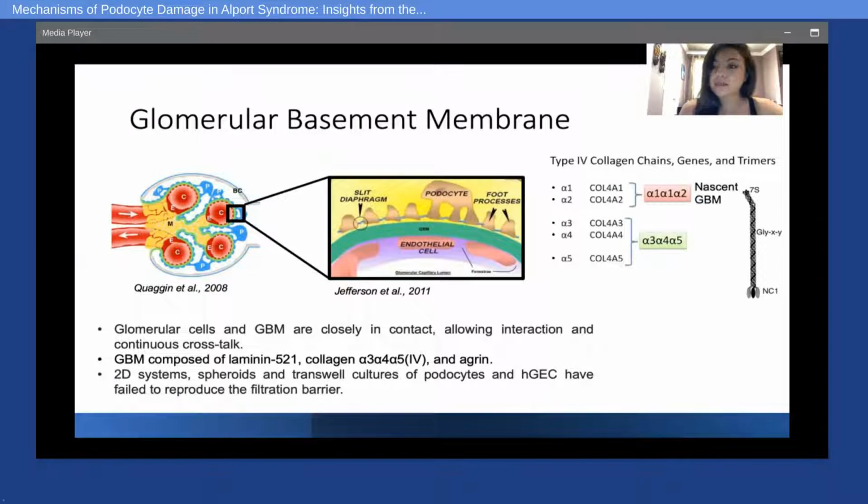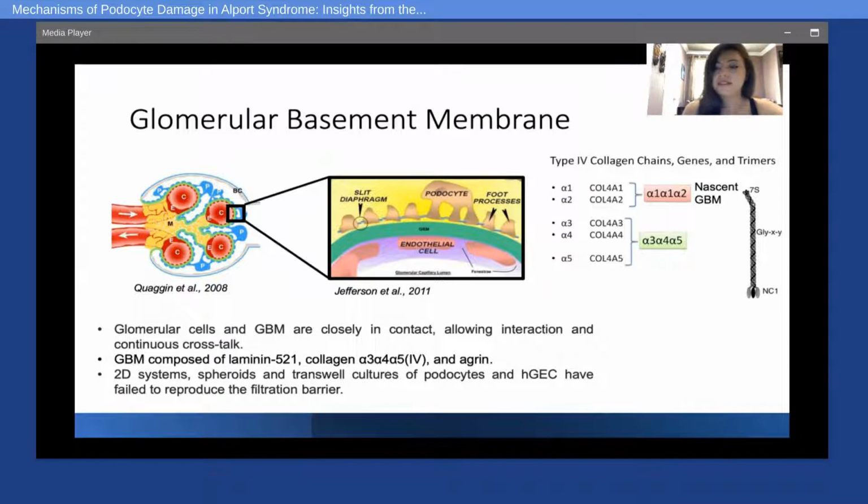Early in development, the nascent GBM is composed of collagen 4 alpha 1 and 2 trimers. However, the adult mature glomeruli should switch this to express collagen 4 alpha 3, 4, and 5. This switch is key to allowing proper glomerular filtration to occur in adult life.